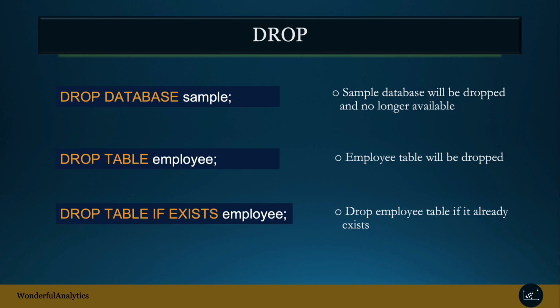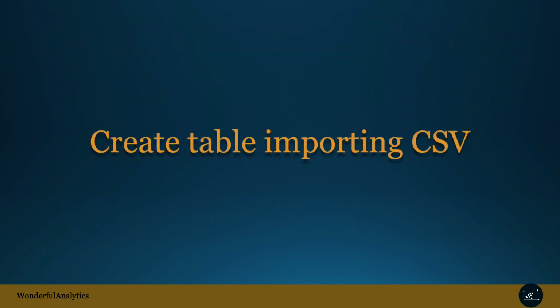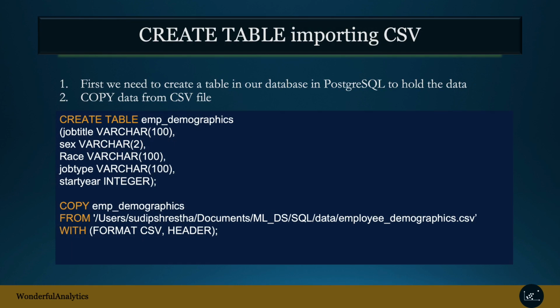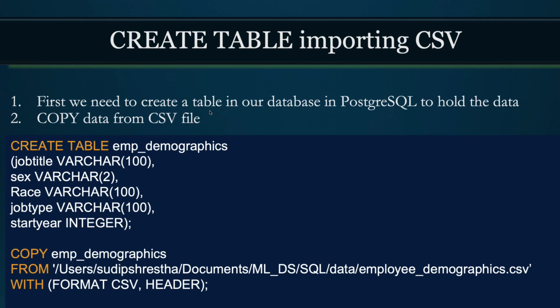Now you know how to create and drop a database and also a table directly in SQL. Let's talk about creating tables by importing a CSV file. It's a two-step process actually. The first is you need to create an empty table to hold the data, and second, you need to copy data from the CSV file into the table that you already created earlier. In this example, we have created a table I call emp_demographics to show the demography of the employee. And then the data for this table is imported from the CSV file employee_demographic.csv.